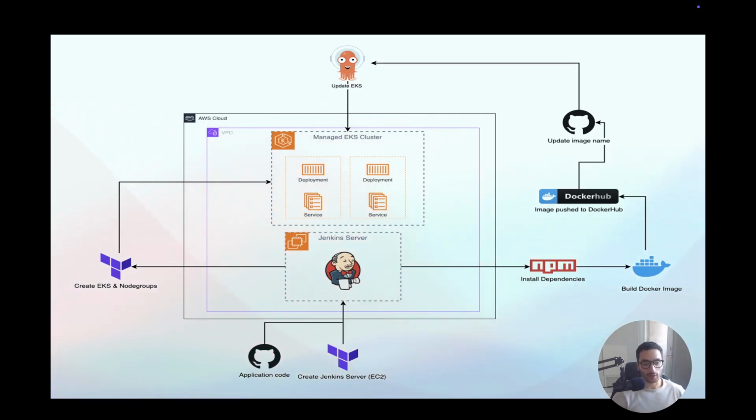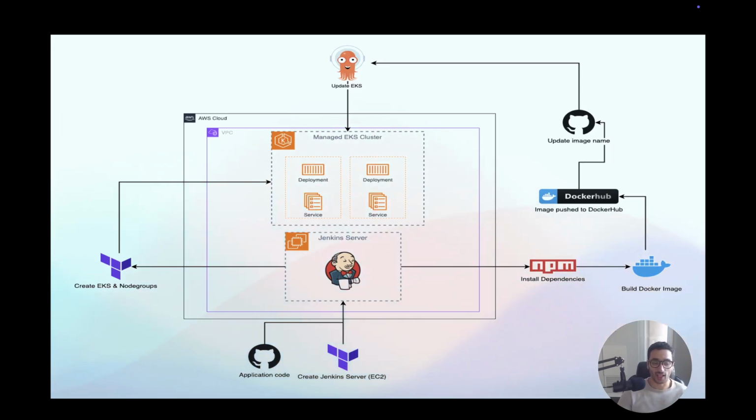And we will have another CI/CD pipeline to install the dependencies of the application, build the Docker image, publish it to Docker Hub, and then update the image name in GitHub. And everything will just populate to ArgoCD to update the EKS.